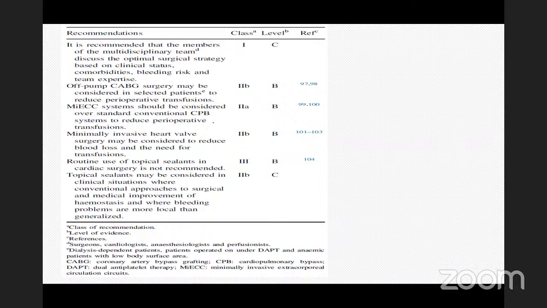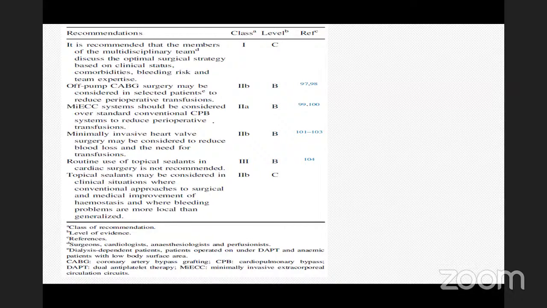So also for planning the surgery in blood transfusion for the cardiac surgery patient, it's recommended that the members of the multidisciplinary team discuss the optimal surgical strategy based on the clinical status, comorbidities, bleeding risk, and team expertise. This is class 1, level C. Off-pump CABG surgery may be considered in selected patients to reduce perioperative transfusion. This is class 2B, level B. Minimally invasive circuit systems should be considered over the conventional cardiopulmonary bypass system to reduce perioperative transfusion. This is class 2A, level B.